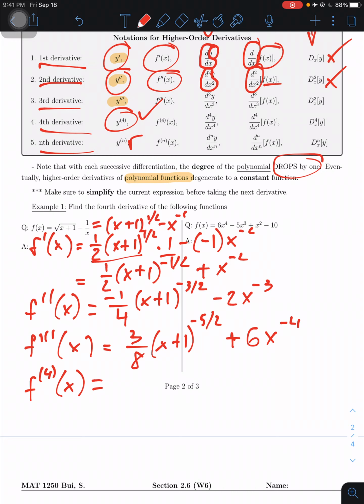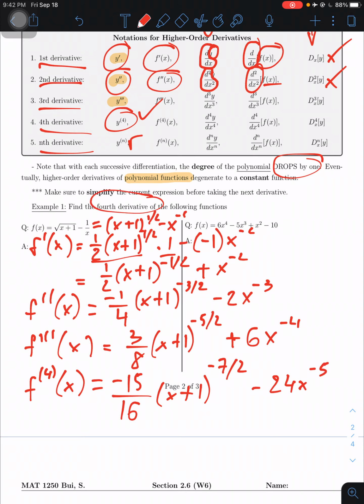And then lastly, I'm going to end up having negative 15 over 16, and then x plus 1 to the negative 7/2 in here, and then negative 24, and then x to the negative 5. Okay, and because we had to stop at the fourth derivative, we have to write everything nicely in positive exponents, with no fractional exponents, and call that an answer.